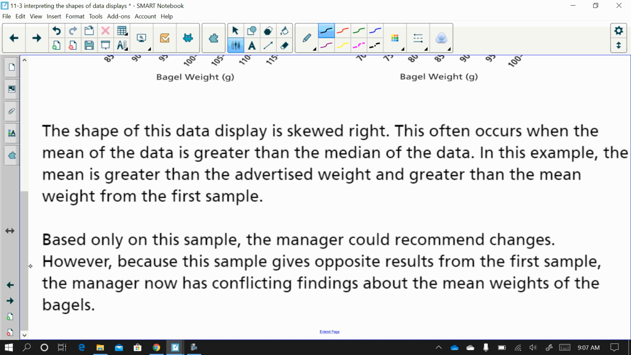However, this sample gives opposite results from the first sample. So now I've got two different samples telling me two totally different things. The first one's telling me my bagels are too light. Now they're telling me they're too heavy. So I have conflicting findings about the mean weights of the bagels. So what do you think we should do?